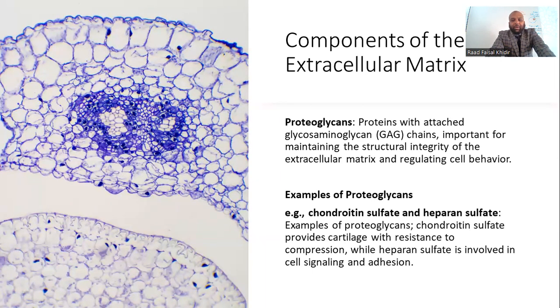What are examples of proteoglycans? These are chondroitin sulfate and heparin sulfate. Chondroitin sulfate provides cartilage with the resistance to compression, while heparin sulfate is involved in cell signaling and adhesion. So now we're talking about what are the more specific proteins that enable collagen to become very strong, making as a result bone stronger in structure than the muscle tissue. And we said that the muscle tissue is rich in elastin, that's why it's elastic. But the bone tissue is rich in this chondroitin that is made up of proteoglycans.